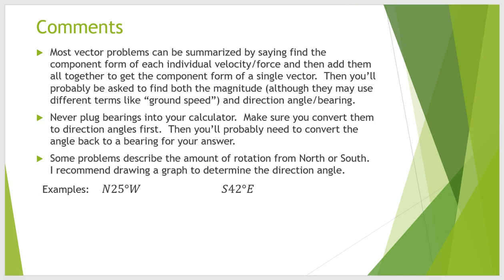Now I know word problems are always difficult, and I did want to give you guys some closing comments and hints just to help you for what I hope will assist you in the assignments. Basically, you can boil down all vector problems to just saying find the component form of the vectors. If there are multiple, add them together. And then once you have that one single vector, you're probably being asked to find the magnitude and the direction angle of it. They may use different terms like ground speed, but that's just another way of saying find the magnitude of the vector. I do also recommend drawing a sketch off to the side so that you can kind of see if your numbers are going in the direction you expect.